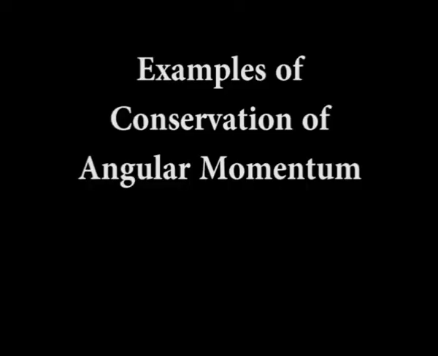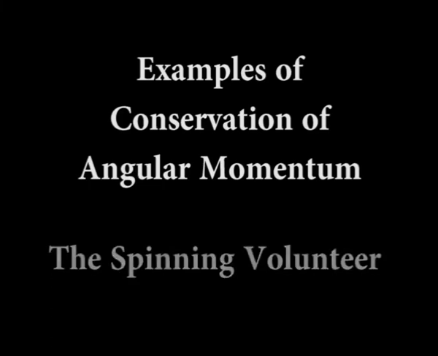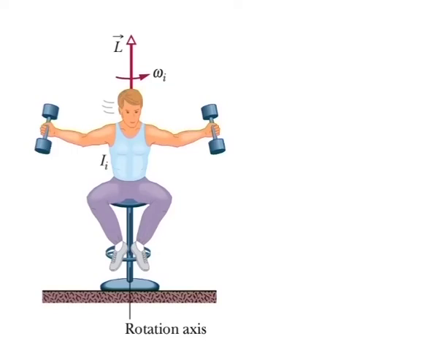Examples of conservation of angular momentum. The spinning volunteer. Figure shows a student seated on a stool that can rotate freely about a vertical axis. The student, who has been set into rotation at the modest initial angular speed ωi, holds two dumbbells in his outstretched hands. His angular momentum vector L lies along the vertical rotation axis, pointing upward.